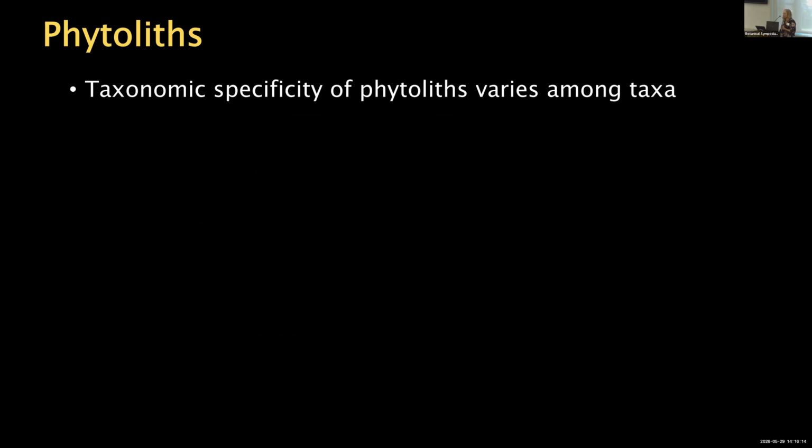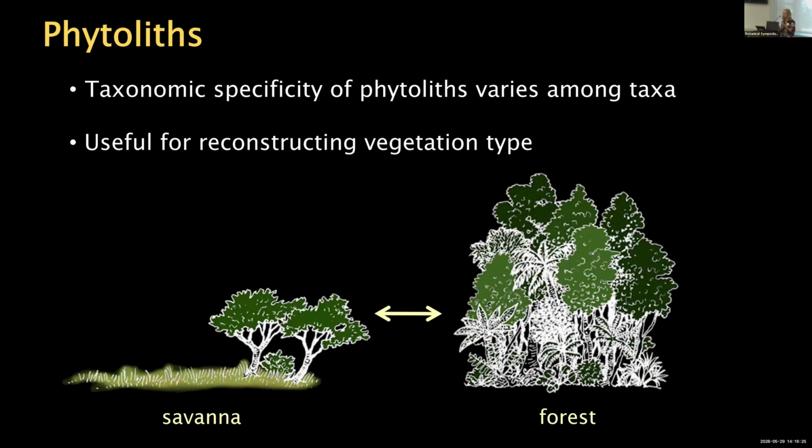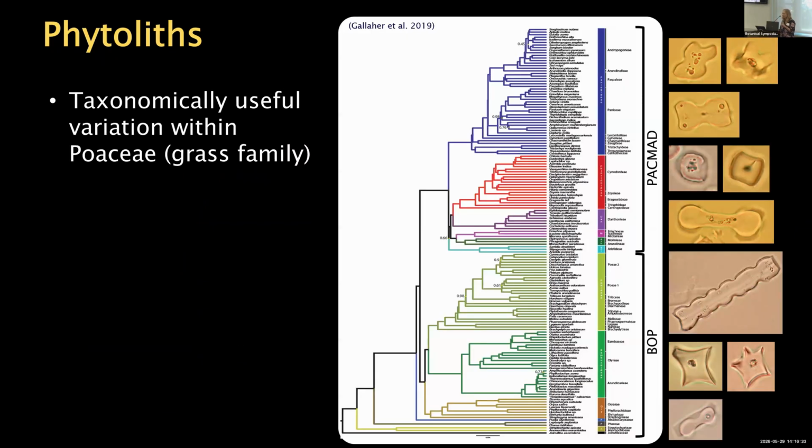The taxonomic specificity of phytoliths varies among taxa, so they're not very good at providing a detailed list of trees and shrubs growing at a site, but they have been shown to provide useful information about the broad vegetation type, so whether you're looking at a savanna or a forest. Also, within the grass family, Poaceae, they are taxonomically quite variable, so useful.